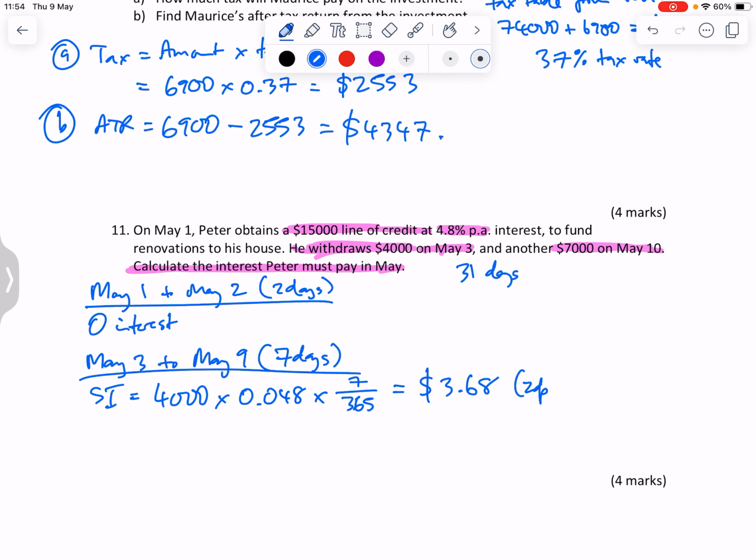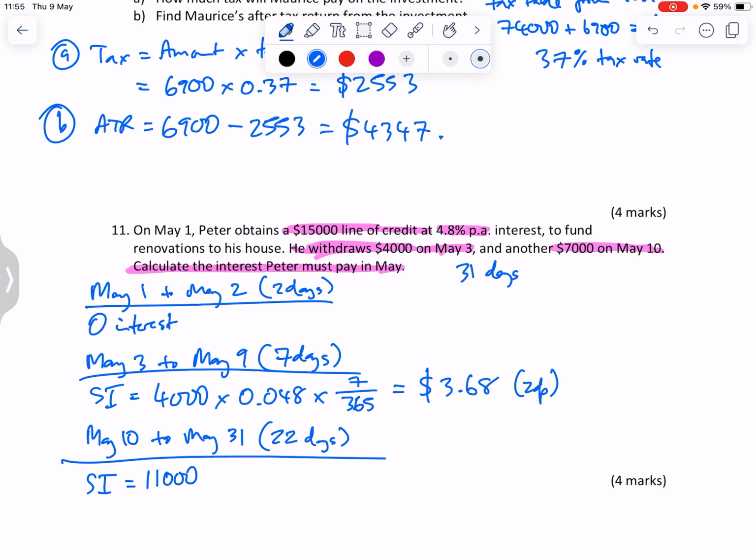And then we have the rest of May. So May 10 to May 31. How many days is that? 22 days. SI equals, he withdrew $4,000 and withdrew another $7,000 on May 10th. So that is $11,000 in total. Remember, with a line of credit, you're working out interest on what's been withdrawn.